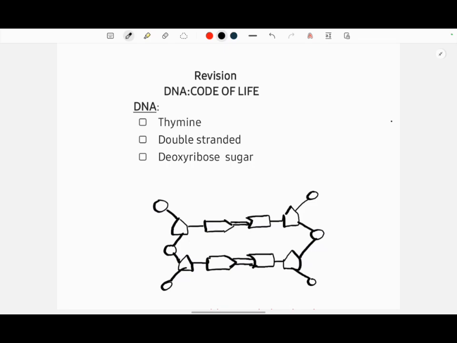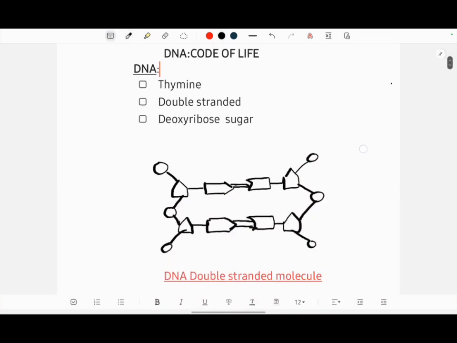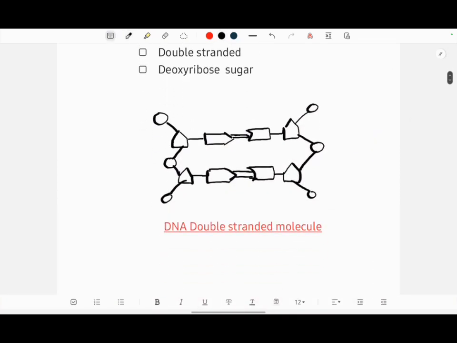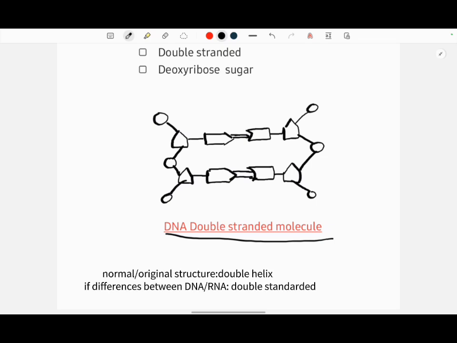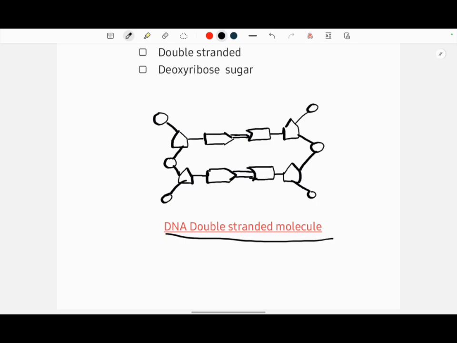So this DNA that we're working with, guys, it has a structure. This diagram that I tried to draw, which I probably horribly failed, is a DNA double-stranded molecule. DNA in its original form is a double helix, but you can also say it's double-stranded. You will not get penalized for that. If they ask what DNA's normal structure is, it's a double helix. But if they ask you the difference between DNA and RNA, then you can say double-stranded, okay? Because RNA is not double helix. We will get to that.